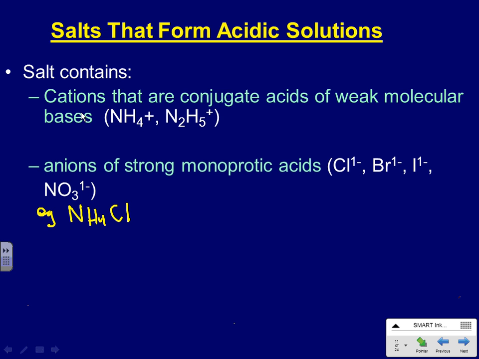So the example I'm going to do here is ammonium chloride. I've already said the first thing you have to do is dissociate it. I'm not going to rewrite the dissociation. Let's just go straight from here. So let's say we have some ammonium chloride aqueous. We're going to dissociate that. NH4 plus, Cl minus.